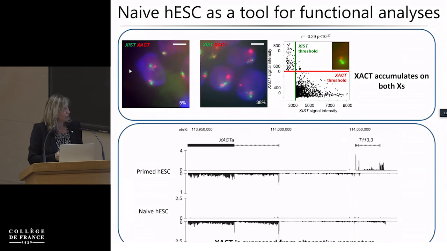What we also observed is that even though XACT is expressed in those cells, what I'm showing here is an RNA-seq track from the region. It seems to be expressed as a different isoform, and it might be using alternative promoters to start its expression in naive cells, which is a reason why it was really difficult for us to obtain XACT knockout cells, because each time we would delete a promoter, there was another one that was taking over.